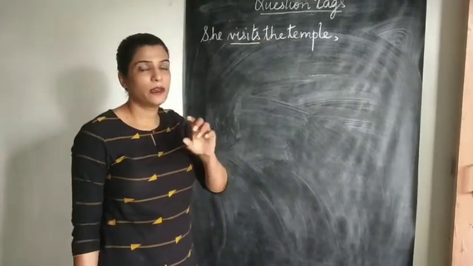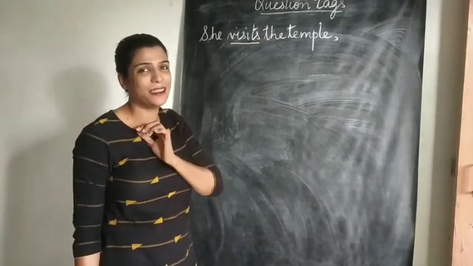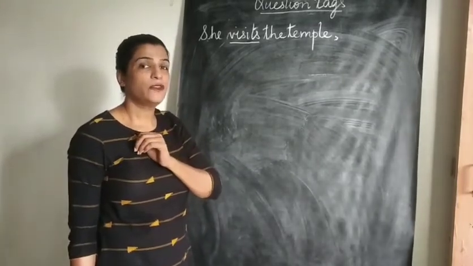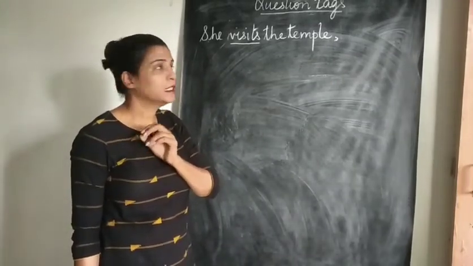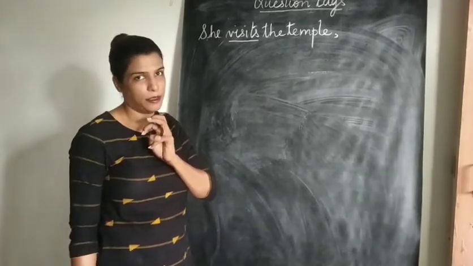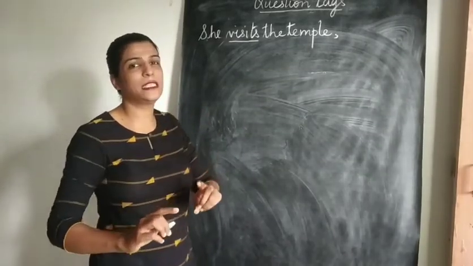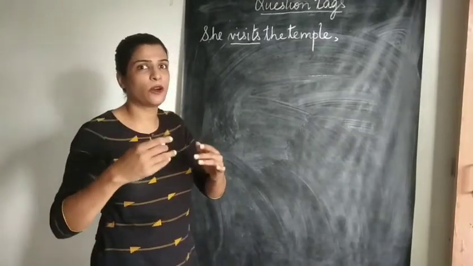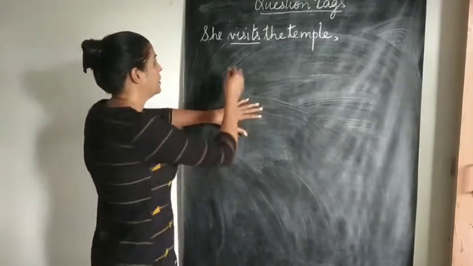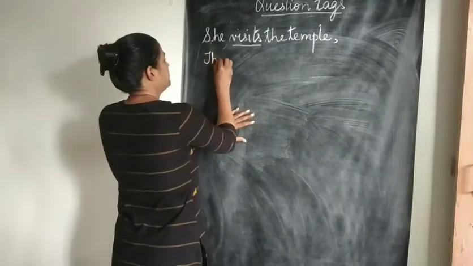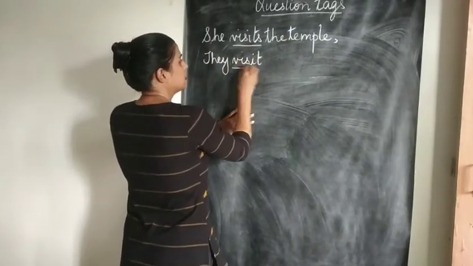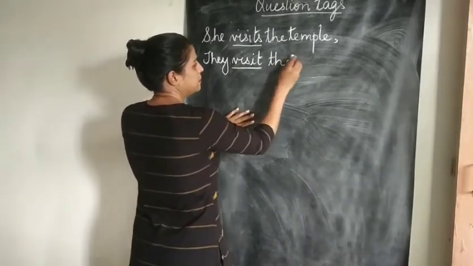Because the verb has got s added to it, and we are talking about an action which is done by the subject daily. She visits the temple. I'll write one more sentence in present tense, but I will change the number of the subject, right? They visit the temple.